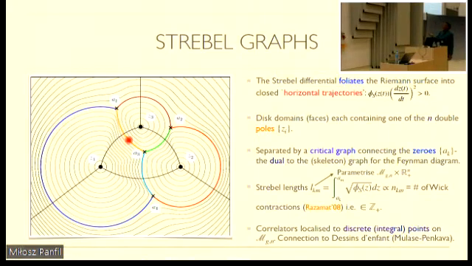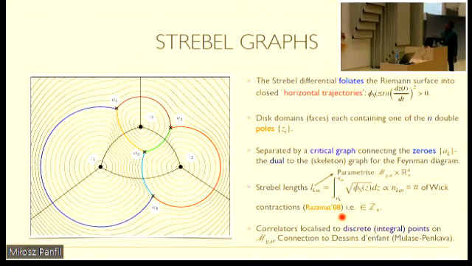This graph is a graph whose vertices are the zeros of this meromorphic differential, and whose edges are each of which is a disk domain which contains a single double pole. So these meromorphic differentials have double poles at the marked points, which I've denoted by ZIs. So the zeros are denoted by AIs over here, and the marked points, which are the double poles of the differential, are marked by ZIs.